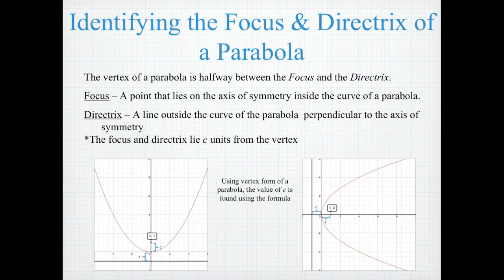Using the vertex form of a parabola, the value of c is found using the formula a is equal to 1 over 4c. And we generally use the absolute value of a because positive or negative doesn't matter, since in one direction you find the focus and in one direction you find the directrix. So the sign of a does not have any impact on finding the value of c. But a is equal to 1 over 4c is the equation that we use to identify the distance from the vertex to the focus and directrix.